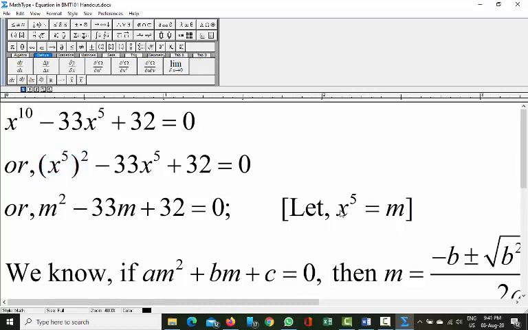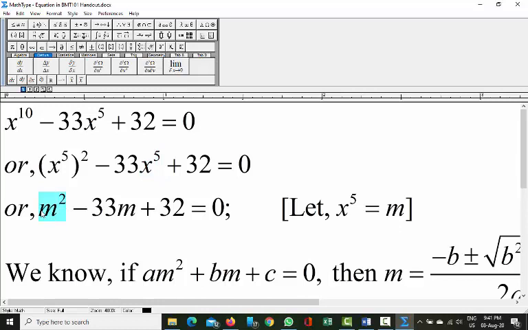So let x to the power 5 be equal to m. We are assuming that x to the power 5 is m. So if you assume x to the power 5 as m, we have m square, and then here we have minus 33m plus 32 is equal to 0.